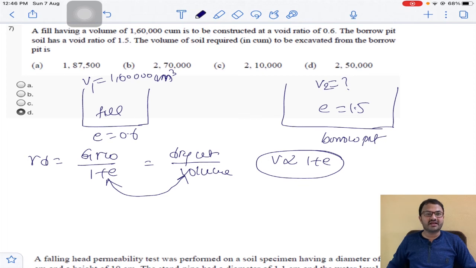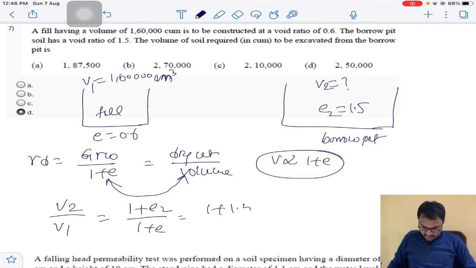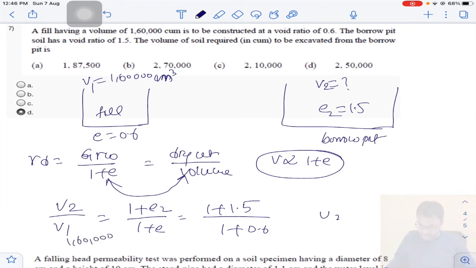This is an application type of problem. It is not direct formula oriented. So V is directly proportional to 1 plus e. I want to calculate V2. V2 by V1 is equal to 1 plus e2 by 1 plus e1. Once you have this relation, the remaining problem is simple. So 1 plus e2 is 1 plus 1.5, divided by 1 plus 0.6, and V1 is 1,60,000. So you will get from this expression 2,50,000 cubic meter.